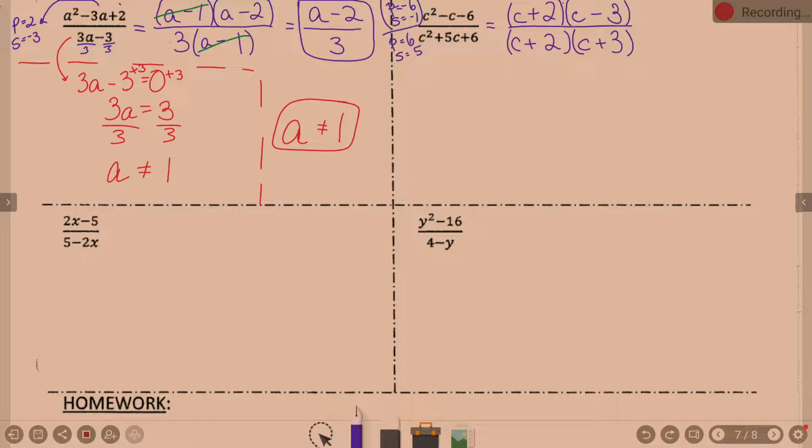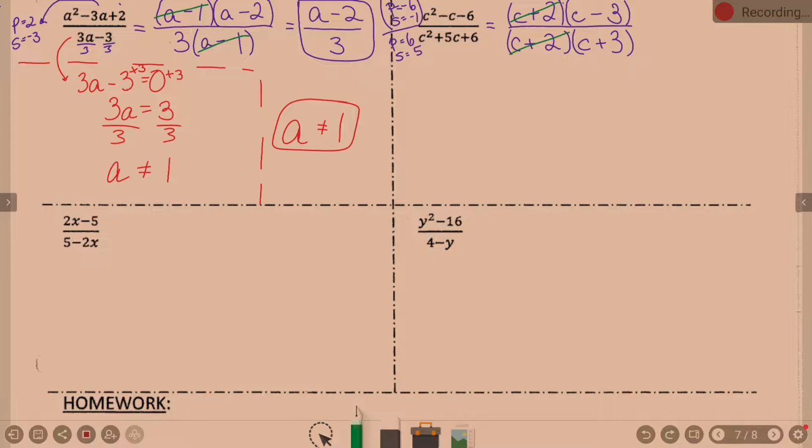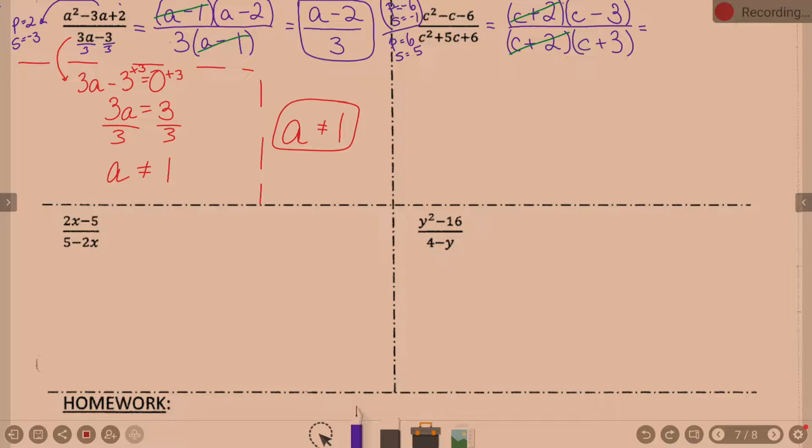Okay. What do you notice? Here there's the C plus 2. C plus 2 cancels. What remains as my answer? C minus 3 over C plus 3. Notice they have different signs, right? A minus and a plus. So I'm not canceling those C's and 3's, because you have to be able to cancel the whole factor.